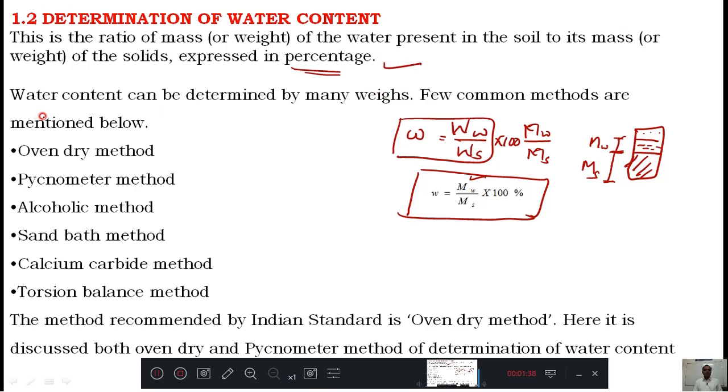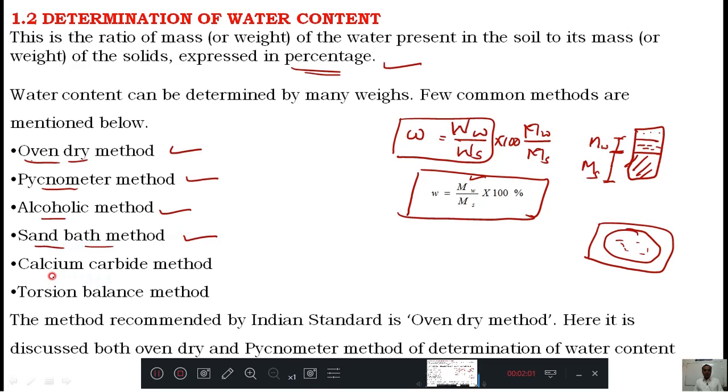Say for example, when you take a moist soil in your hand, how much water is there inside this moist soil? To determine that, we have methods. The first one is the oven dry method, and the second one is the pycnometer method. The third is the alcohol method. Fourth, the sand bath method. Fifth, the calcium carbide method. Next, the torsion balance method. These methods are all there.